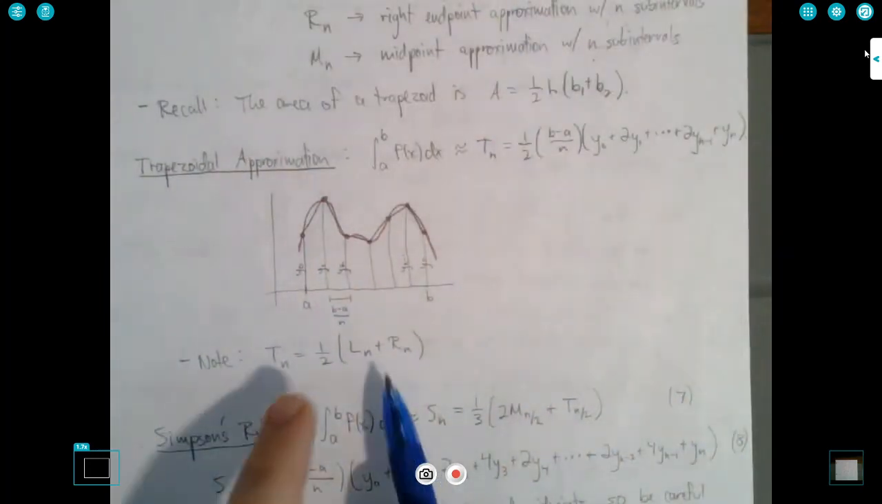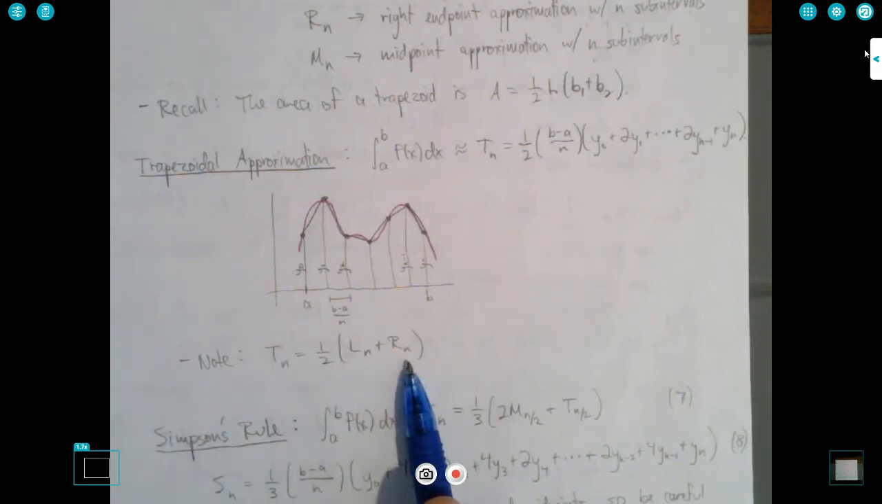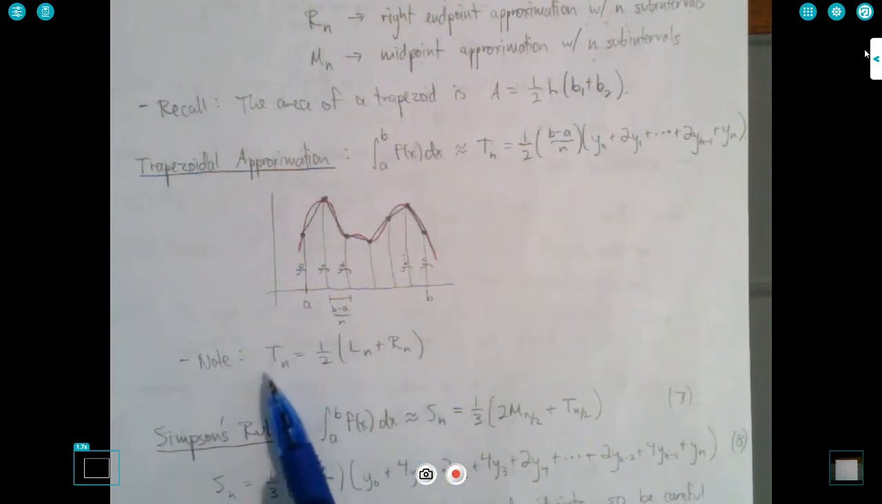Now, another cool thing about the trapezoidal approximation is that it's actually the average of the left endpoint approximation and the right endpoint approximation. So if you already knew the left endpoint and right endpoint approximations, then you could just find their average, and that would be the trapezoidal approximation. Okay, so that's how the trapezoidal approximation works. And I'll give you an example of this in a second.